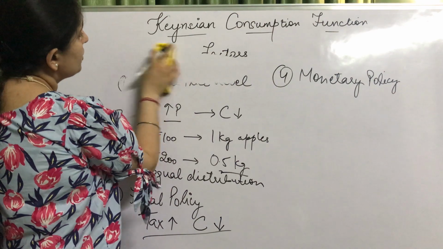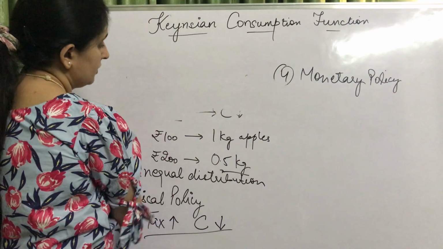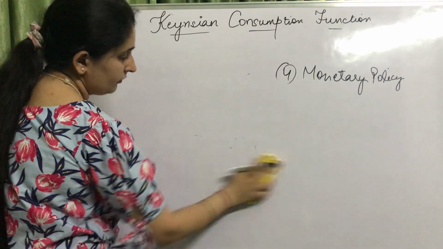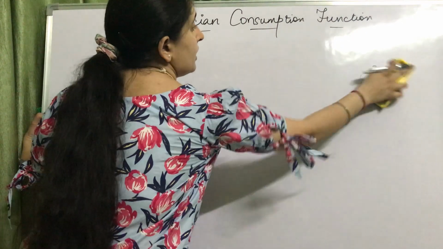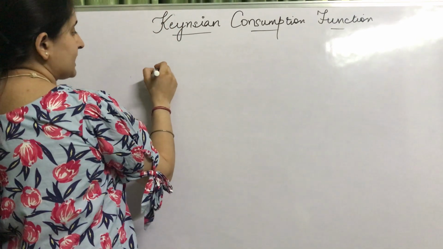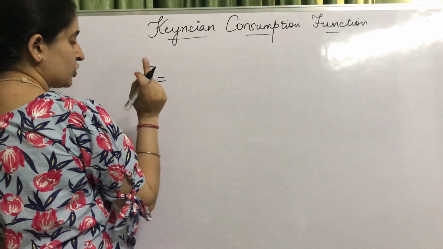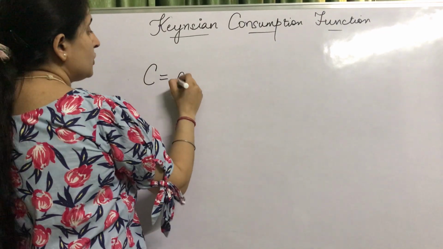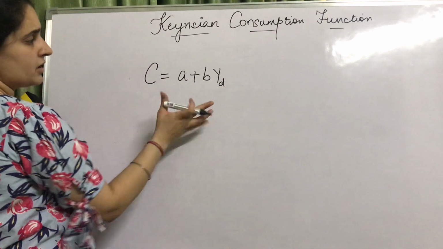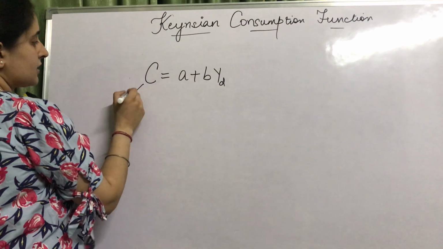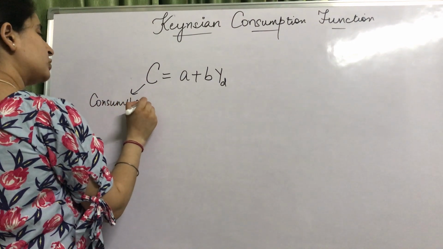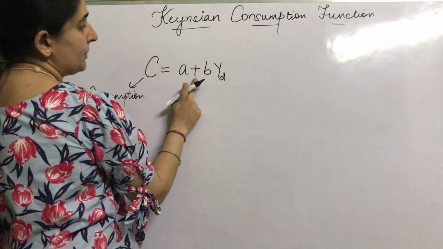Now there is one very important thing that I want to keep for the end, that is the equation for the consumption function. What does Keynes say? According to Keynes, consumption is equal to A plus B YD. This is consumption. He said our consumption is a function of A plus B YD.